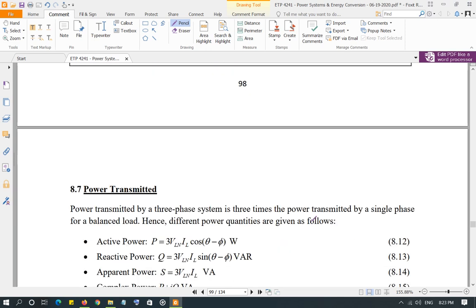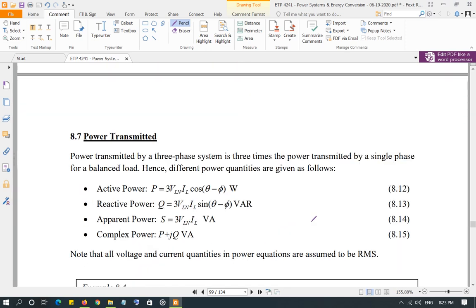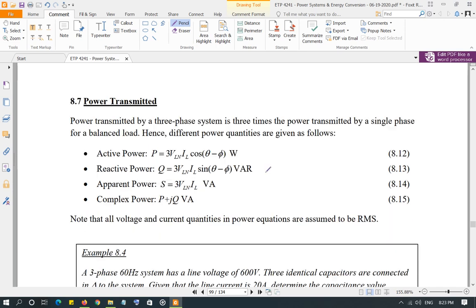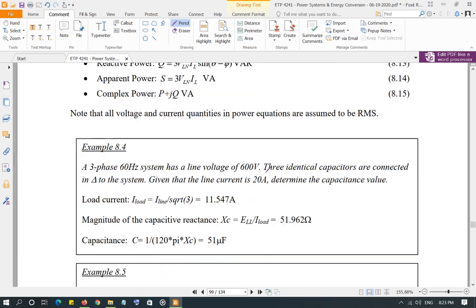Do the examples. And since this is the last topic, I'm just going to cover it. Power transmitted in a 3-phase load is basically 3 times the power transmitted in a single phase load. Since it's AC power that we are discussing, like we discussed in the last chapter, you can have active power, reactive power, apparent power, complex power. Once you analyze a single phase circuit, if it's a balanced load, whatever power you get from the single phase circuit, you could just multiply that by 3, and that's going to be the power for the whole 3-phase system.